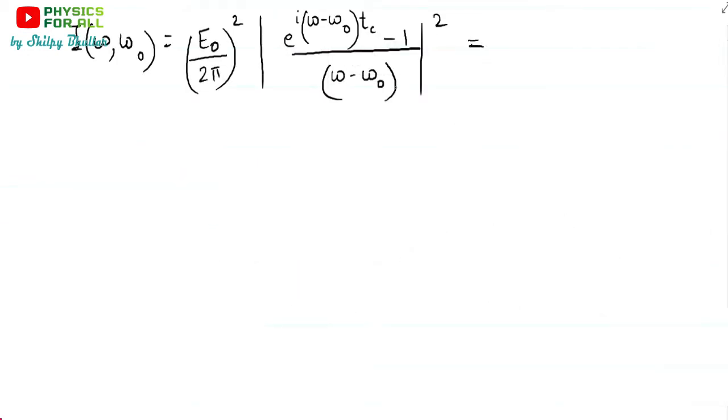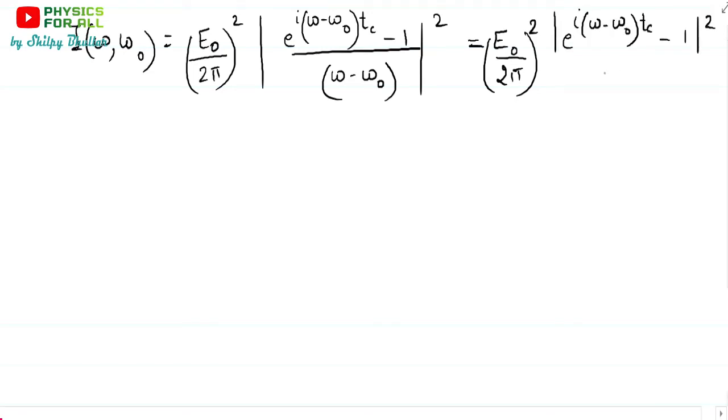Here, this term is not a complex one. There is no iota. We can bring it outside because here it's not negative, it is positive. So magnitude would give us the same value, and on squaring, we will get the square of this term. So we can bring this outside as well. Now we have the bar only in the numerator, this thing, whole square.